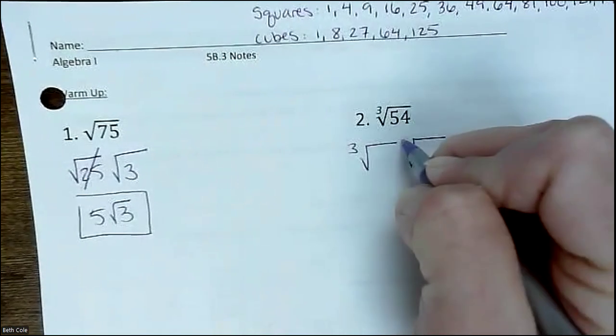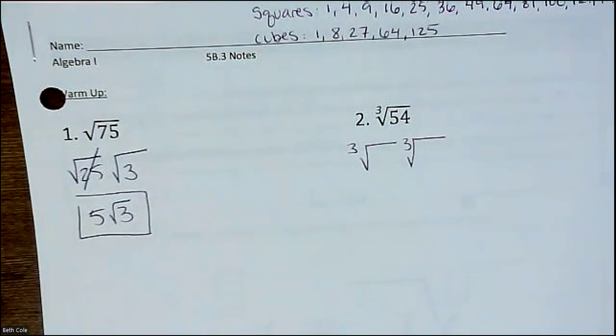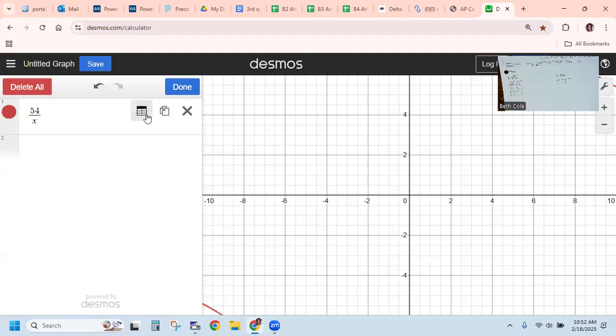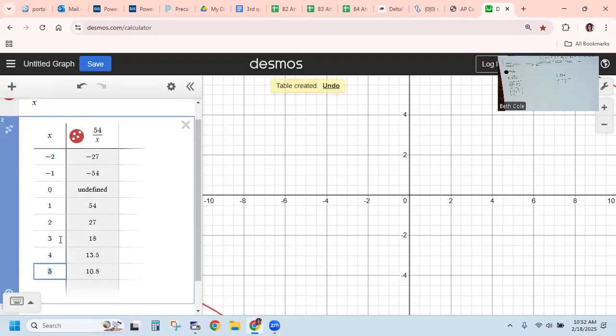This one, we're going to look at the cubes list. So draw your 2 little houses and you just have to put that little 3 out front. I'll remind you how we type this one in the calculator. Okay. So hold on a second. It's going to be 54 divide X, gear, table, and you need to find a number from the cubes list that's somewhere on this table. If you're in the back, I know it's kind of small, but there, do you see 27 right there? 27 and 2.